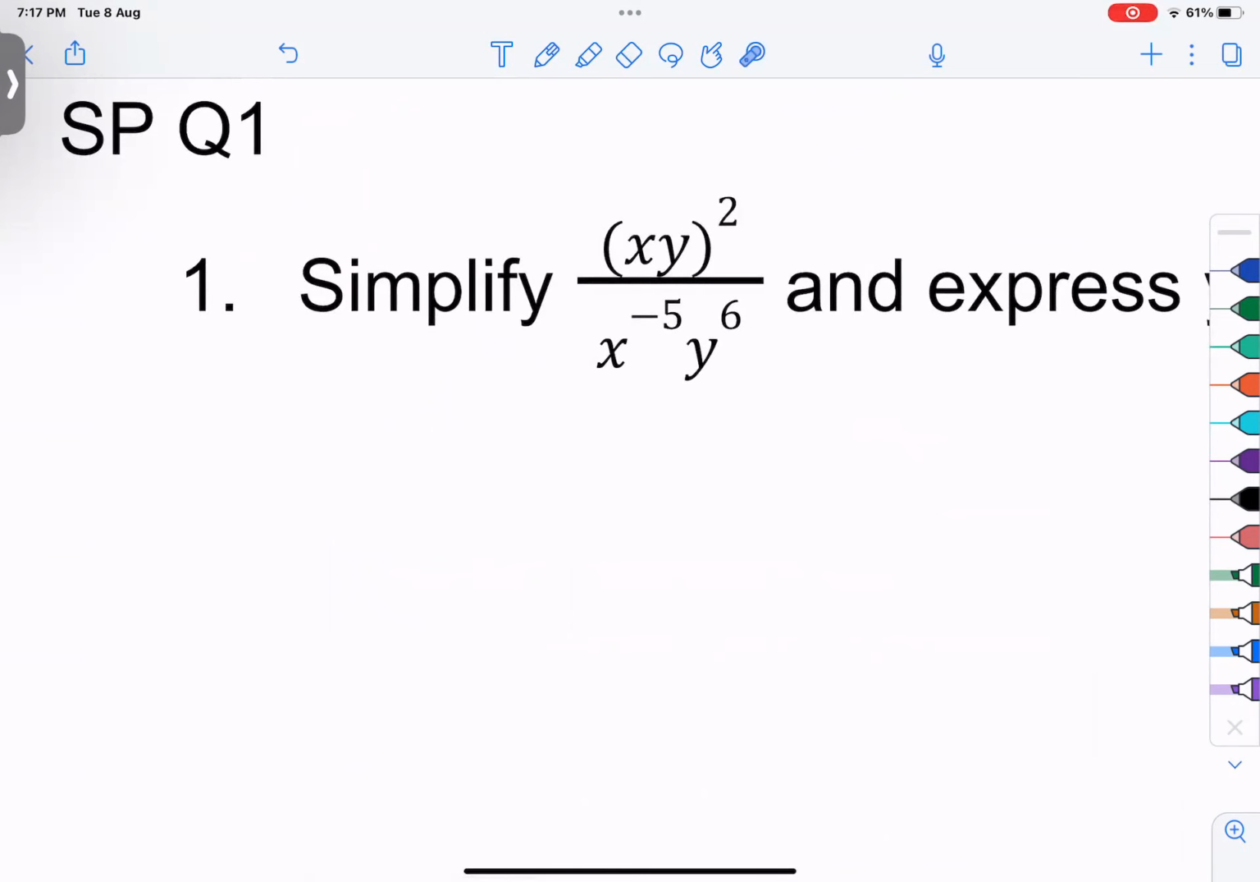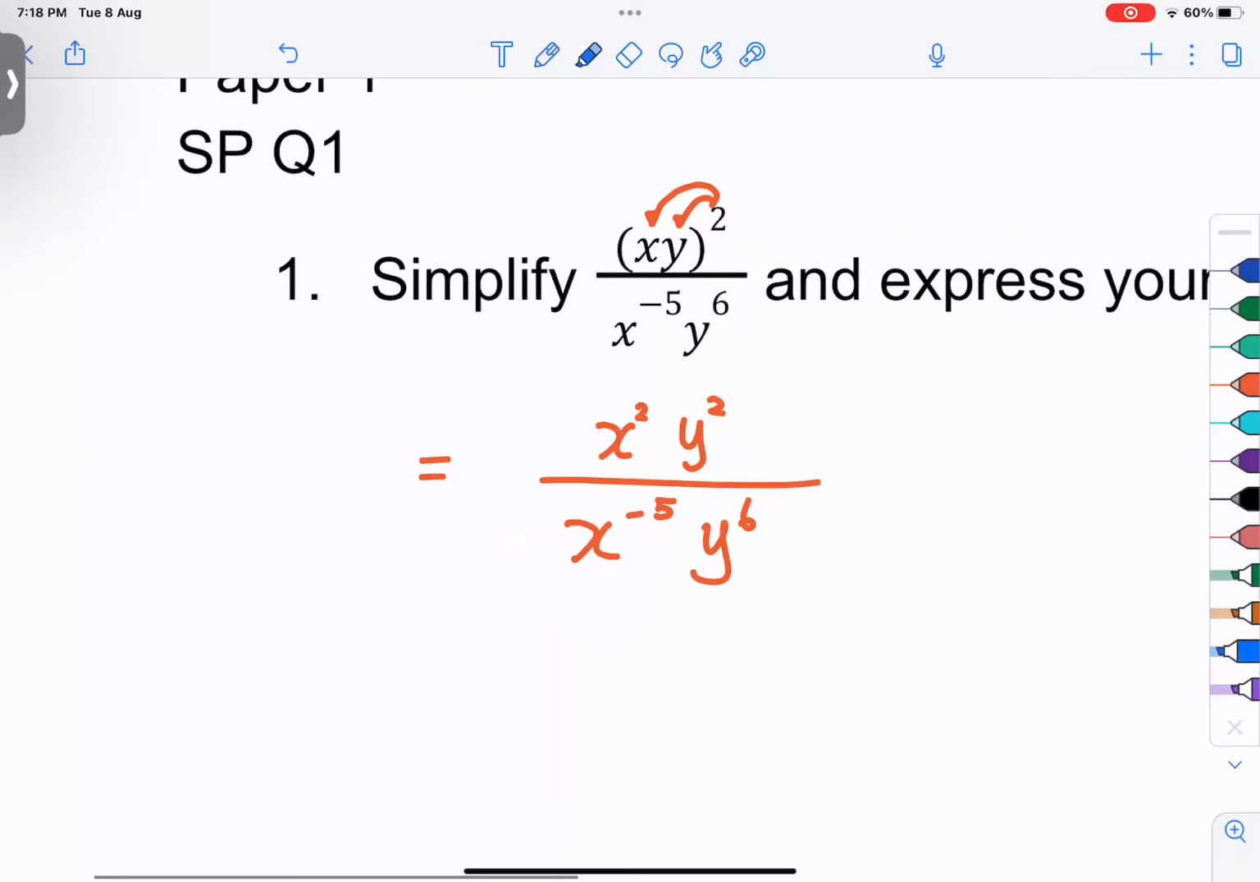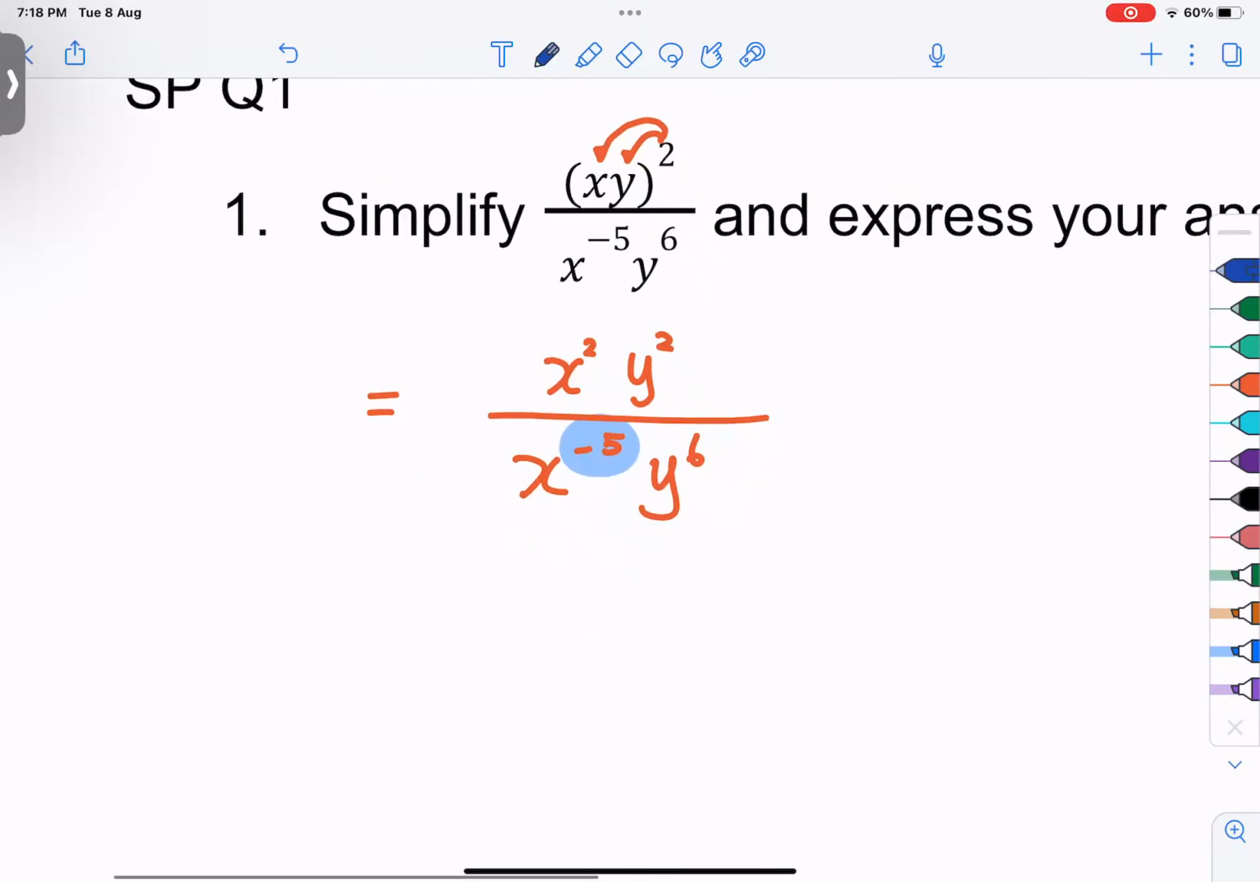There's a bracket, there's a power, the power goes to everything, do that, and then see if there's any negative powers. If there are negative powers, switch the stages, and then simplify. So this power, it goes in, it goes in. So you have x squared, y squared. Remember to put the equal sign. Next step, see if there's any negative powers. If there are any negative powers, you switch the places.